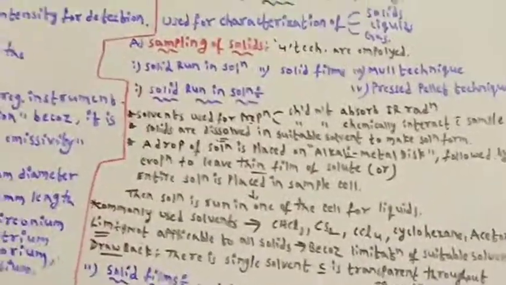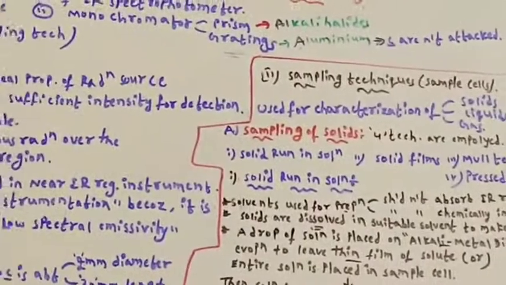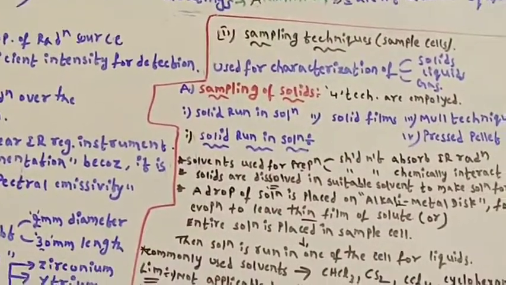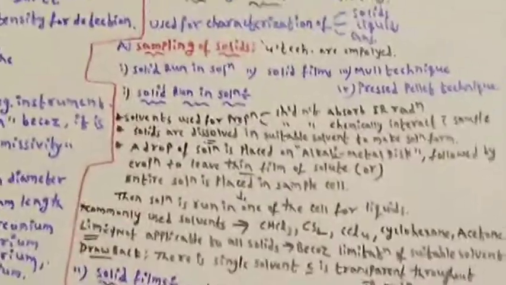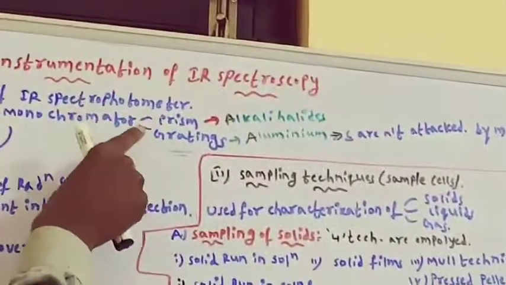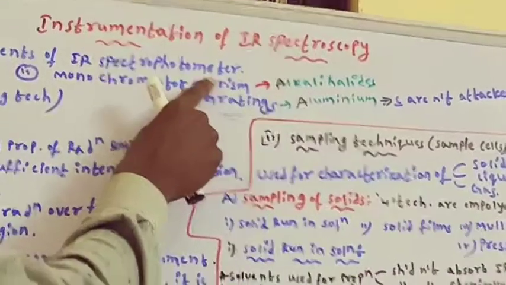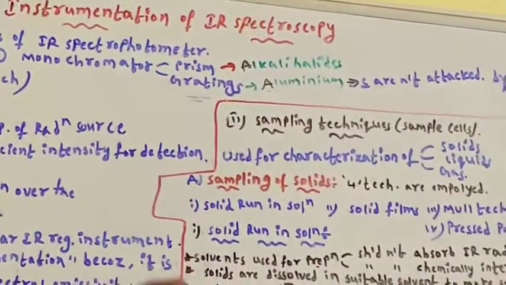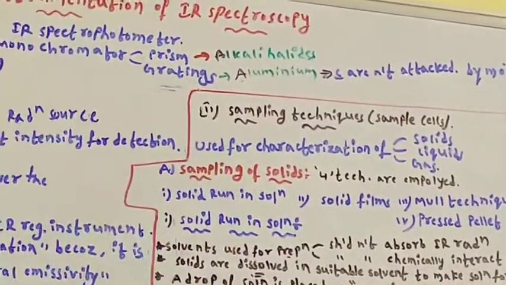What is the next, second thing? Monochromator. I am not going to explain the monochromator because we already discussed it in UV spectroscopy. But you need to remember two things. We know there are two types of monochromator, prisms and gratings, and gratings also have two types.